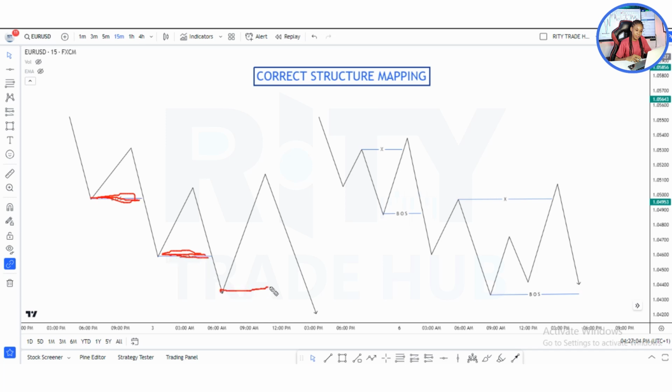Right here we have a valid break of structure. So guys, this is a valid break of structure right here. Why is this a valid break of structure? Why are these not valid or ideal breaks of structure?